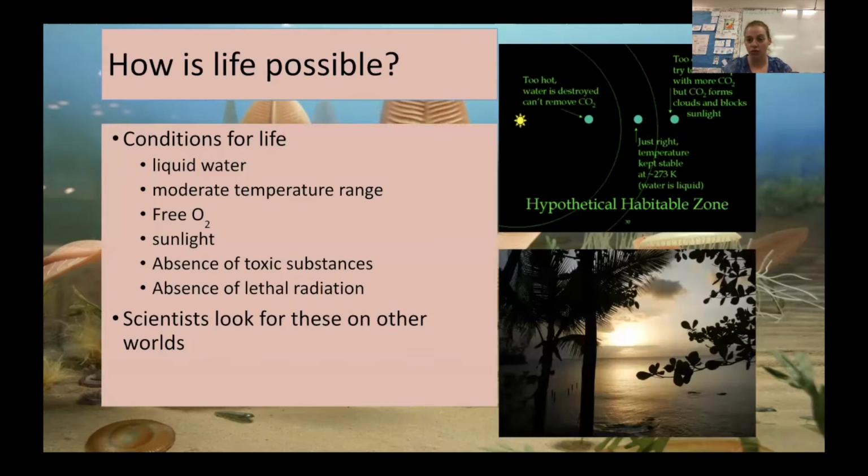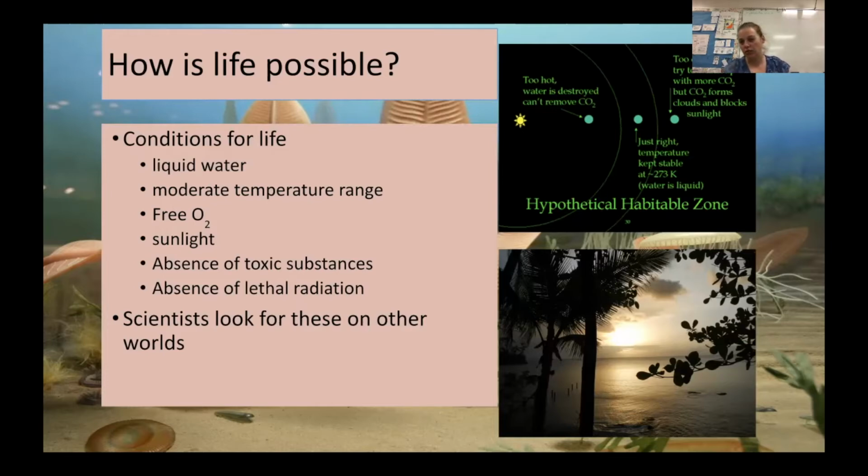So the conditions that make life possible on this planet are liquid water. That is the number one thing that we look for on other planets, because that would also indicate that we have a moderate temperature range that could support life. We do need free oxygen. All living things that use aerobic respiration, which is most of the living things on the planet, need that oxygen in the atmosphere. We need sunlight for driving photosynthesis, which also in turn gives us that oxygen.